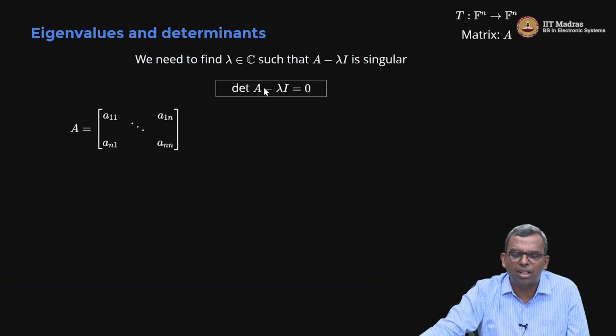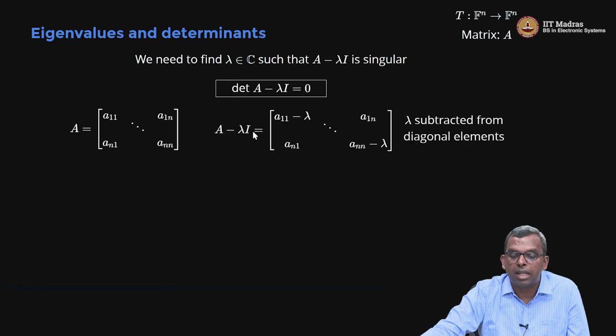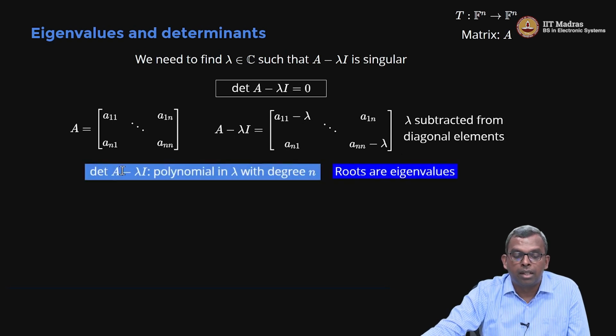So now how do we think of this A minus lambda I? A is this matrix, let's say. What is A minus lambda I? You simply subtract lambda from the diagonal elements, A11 minus lambda, until ANN minus lambda. All the upper triangular part remains the same, lower triangular part remains the same as A, right? Only the diagonal you subtract lambda. And determinant A minus lambda I.